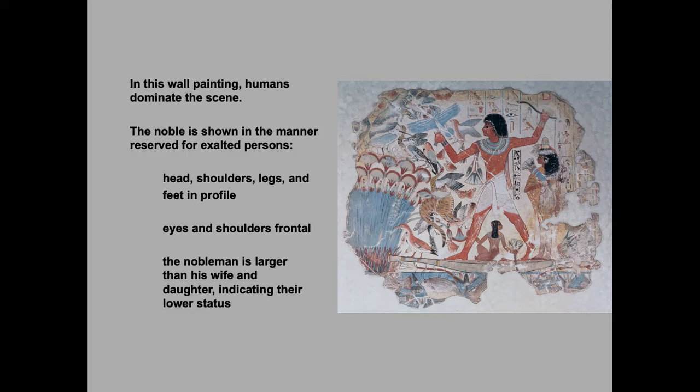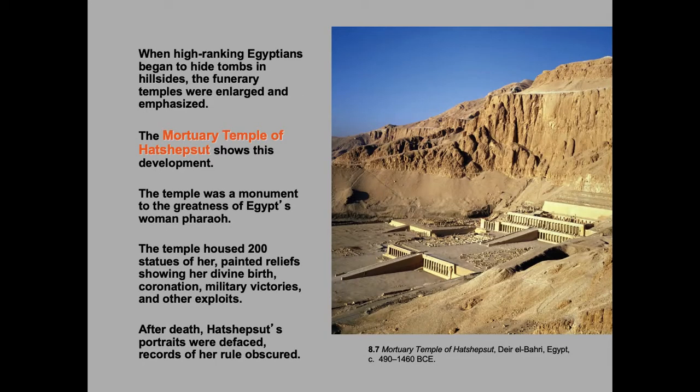Okay, so this is listing the different parts that are in profile and frontal, and the eyes are frontal. That's the weirdest part of the style of the Egyptians. The eyes are frontal, but the face is sideways.